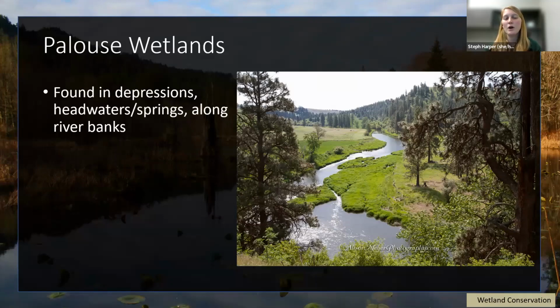And so today's wetlands can be found as a small depression in a field. They could be a headwater or a spring. And they can be found along some of the river banks and are part of those floodplain areas as well.